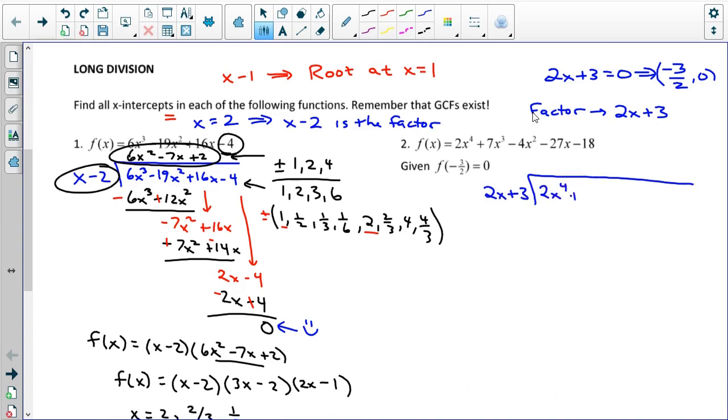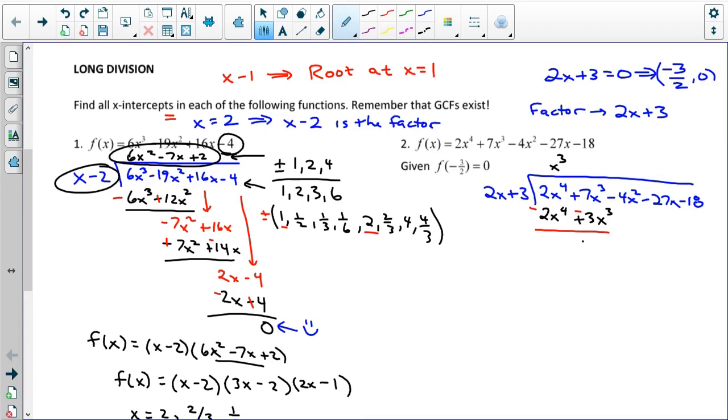So 2x to the fourth plus 7x cubed minus 4x squared minus 27x minus 18. I'm just going to do the operation. So 2x, well, I don't want a 2x cubed, my fault. X cubed times 2x gives me 2x to the fourth. X cubed times 3 gives me 3x cubed. I then change the signs in order to subtract.